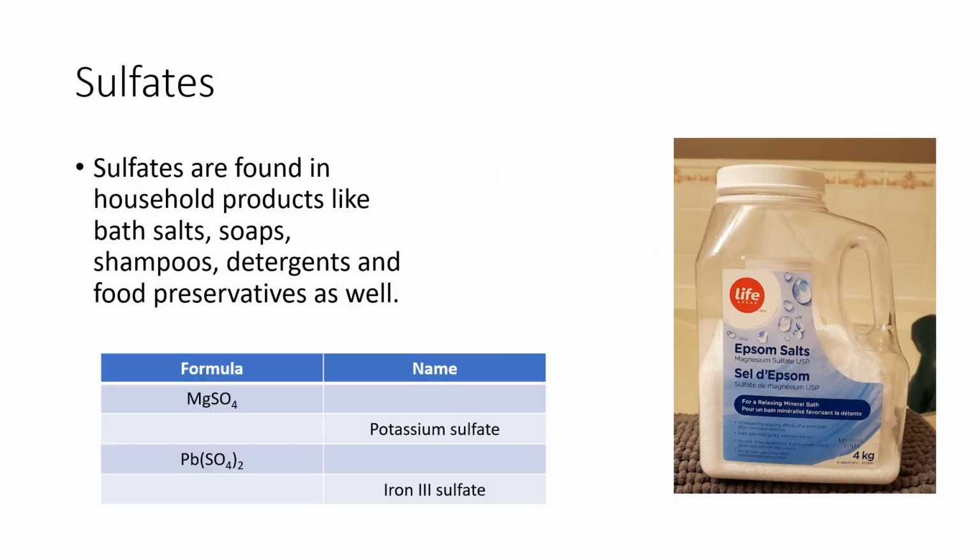Great. Our next polyatomic ion are the sulfates. You might have seen sulfates if you've ever looked at a jar or a bottle of bath salts.